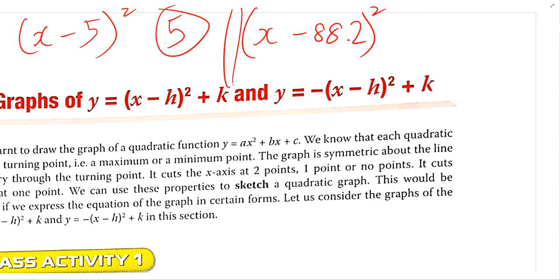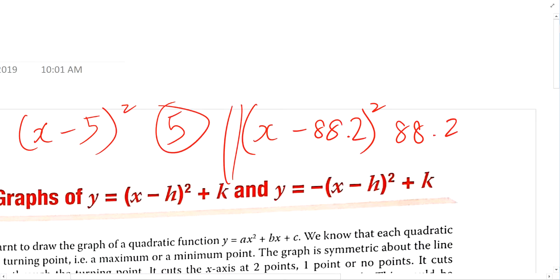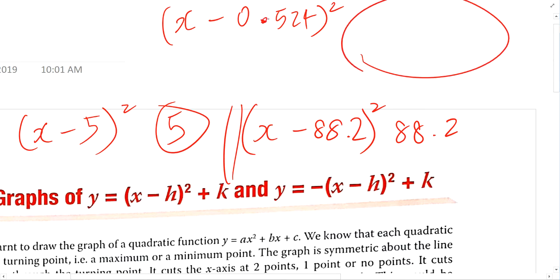Okay? Let's do it for another one. Let's have x minus 0.524. What is the special number I want you to recognize from this? 0.524. Why? Because when x equals 0.524, the expression equals 0. Okay? Let's change it a little.